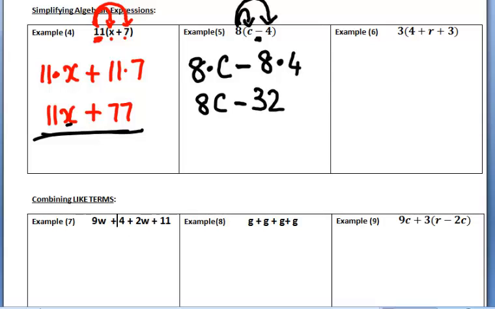Can I really add them? No, because they are unlike terms. Think apples and oranges. You cannot combine them and say that many apples or that many oranges. So think about it that way. All right, let's move on to the last one.